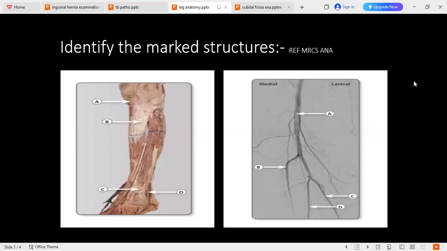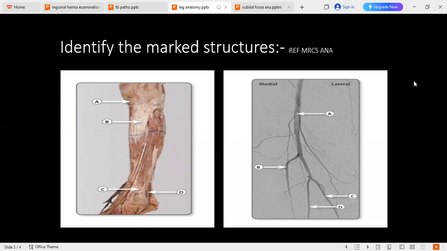The leg has three compartments: anterior, lateral, and posterior. The anterior compartment is supplied by the anterior tibial artery. Posterior is supplied by the posterior tibial, and the lateral is supplied by the peroneal artery. Yes, but you didn't tell me the different muscles of the compartments. The anterior compartment consists of tibialis anterior, extensor digitorum longus, extensor hallucis longus, along with peroneus tertius.